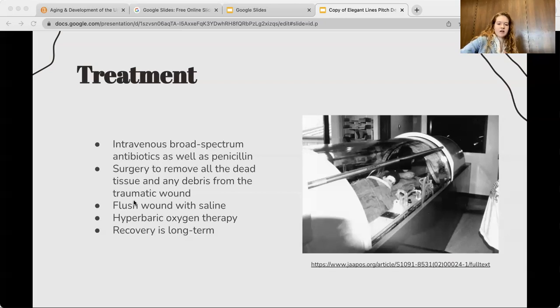More long-term recovery and treatment is going to include advanced tissue regeneration, because if you're cleaning out all the tissue that's been damaged, that can be a lot of tissue. And then also plastic skin therapies, like skin grafting, and physical therapy.